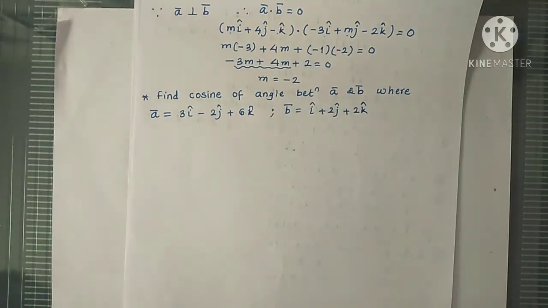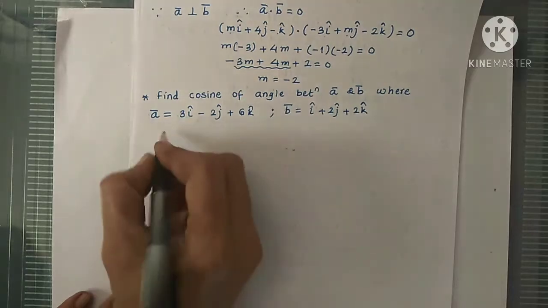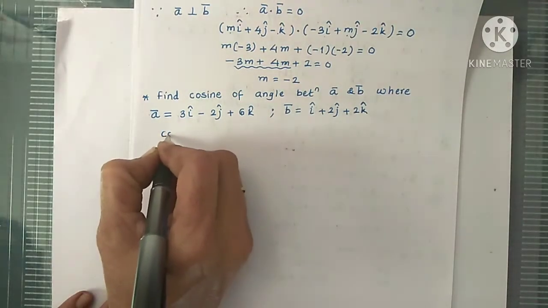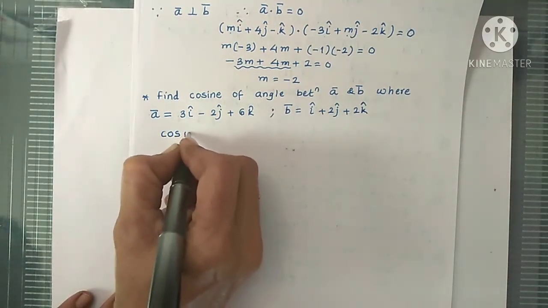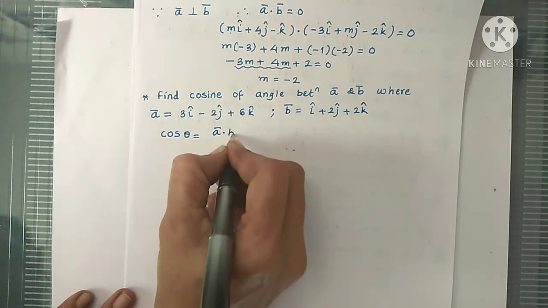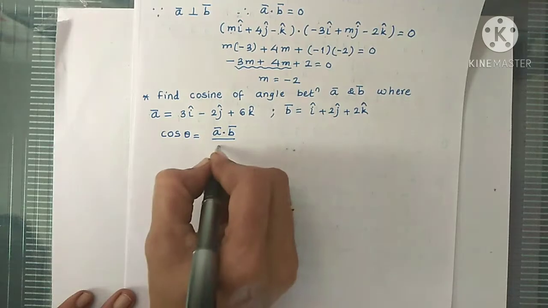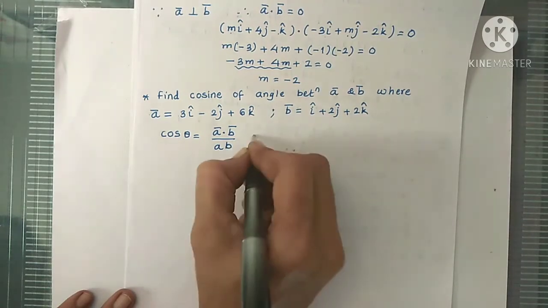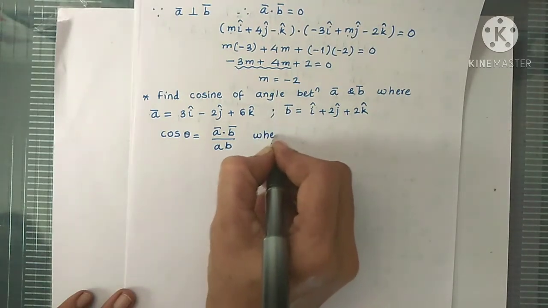Now consider this question of finding the cosine of the angle between a bar and b bar, where a bar and b bar are given as 3i minus 2j plus 6k, and i plus 2j plus 2k. So first let's write the formula. Now if theta is the angle between a bar and b bar, then cos theta equals a bar dot b bar upon ab, where theta is the angle between a bar and b bar.